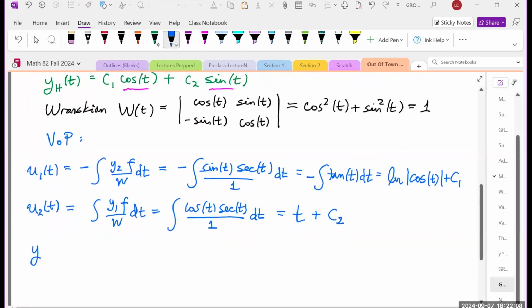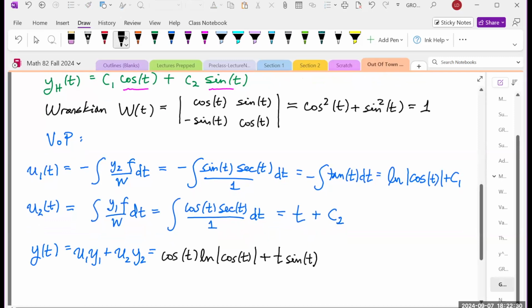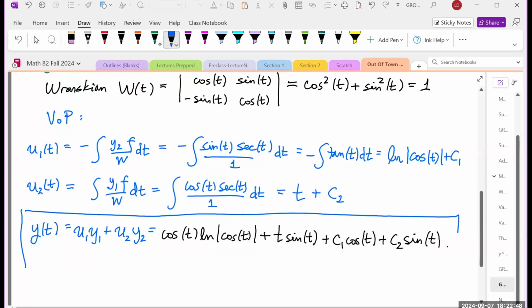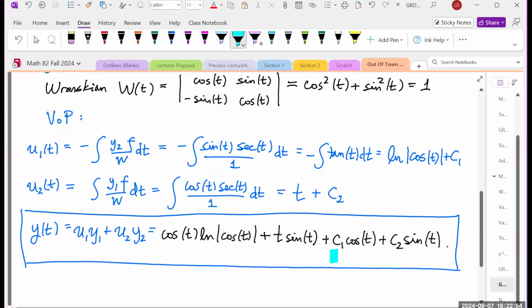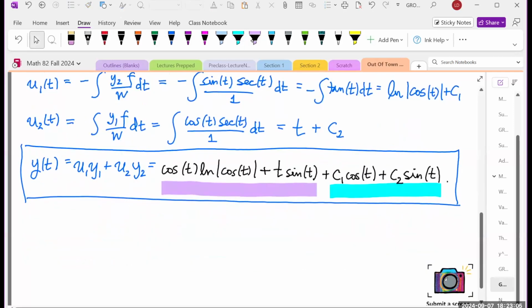Now when I write out my entire solution, which is going to be u1 y1 plus u2 y2, I get cosine of t natural log absolute value cosine of t plus t sine of t plus a constant times cosine of t plus another constant times sine of t. Notice once again that the homogeneous part of my solution has shown up in my complete solution as promised. And there's also another part here that completes the solution. Don't forget to turn in a screenshot of the work that you've done.